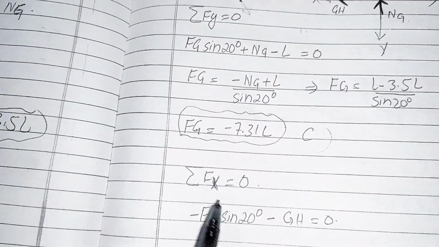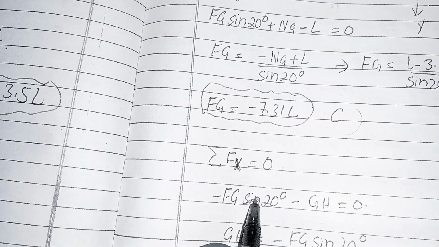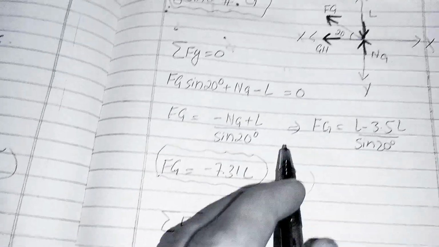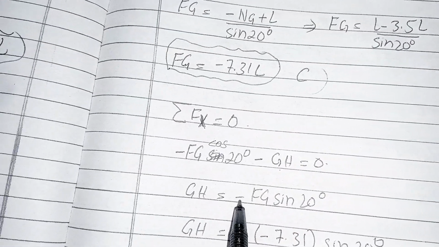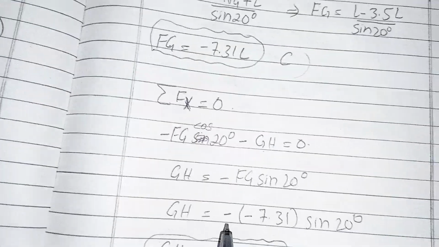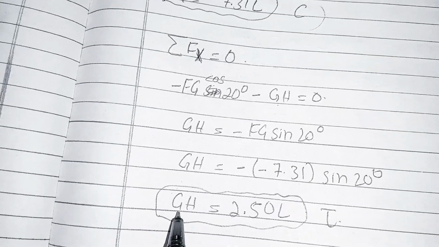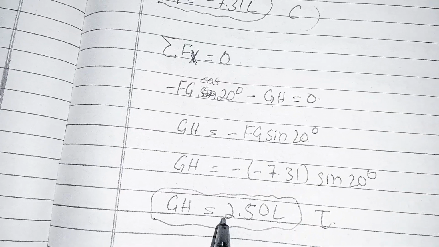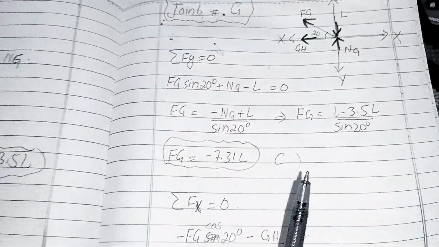Now the summation of all horizontal forces acting on this joint G equals 0. So this is Fg cos 20 degrees, and minus GH, the GH force, equals 0. So GH will equal negative Fg cos 20 degrees. So GH will equal negative times negative 7.31 cos 20, so GH will equal 2.50L. The positive sign shows that this is in tension. My assumption was right, it is in tension.